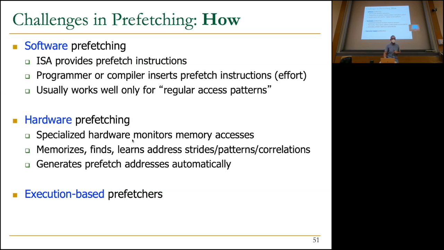In this case, you have specialized hardware that monitors the memory accesses, and it memorizes, finds, and learns different address patterns. It could be strides, it could be different arbitrary patterns, it could be correlations between different addresses. We will see one example from a more recent prefetcher that tries to correlate different addresses and prefetch based on those correlations, for example. And the idea is to generate these prefetch addresses automatically, transparently to the software. Of course, you can imagine software directing hardware as well, software potentially providing some information, but we'll not go into that. And existing systems actually have that information as well.